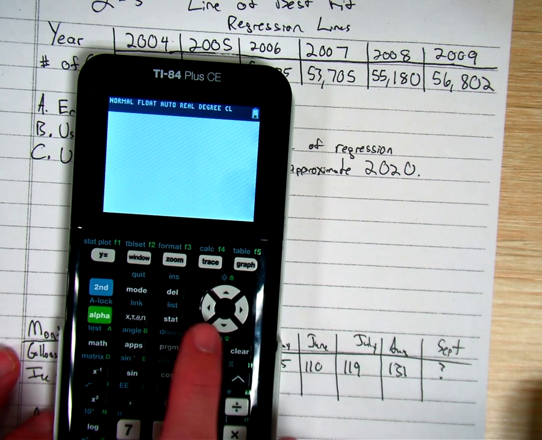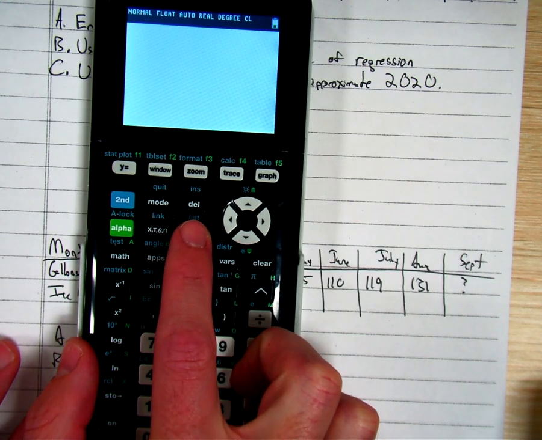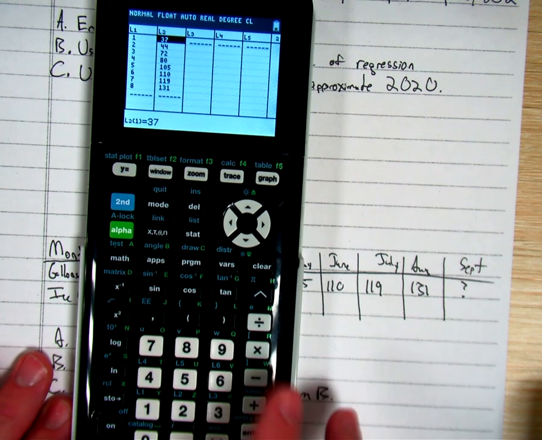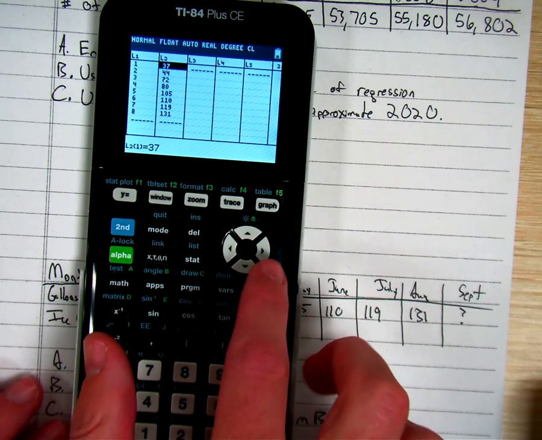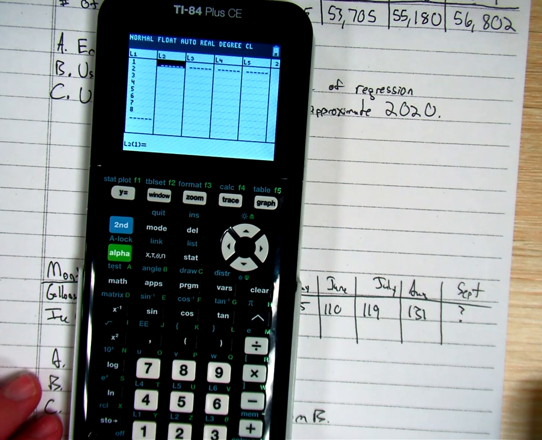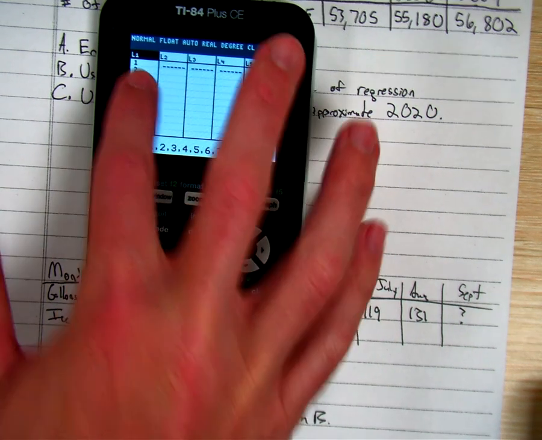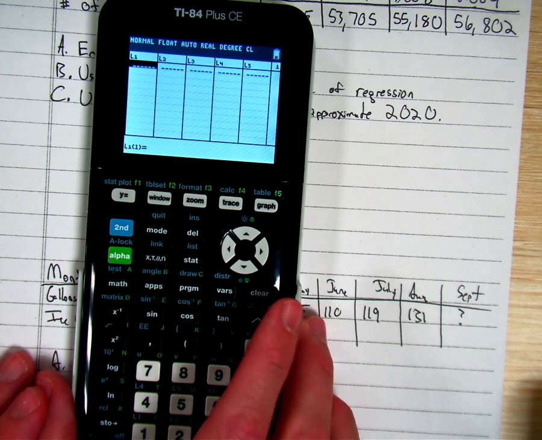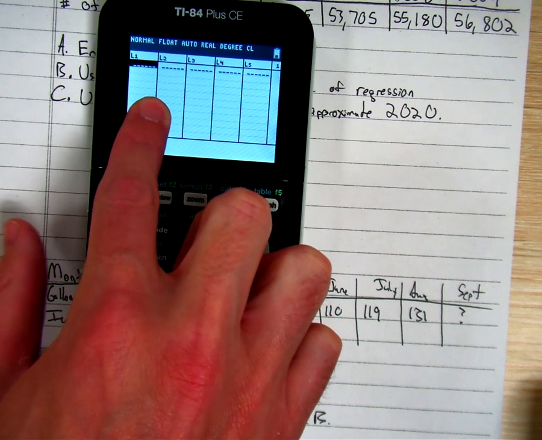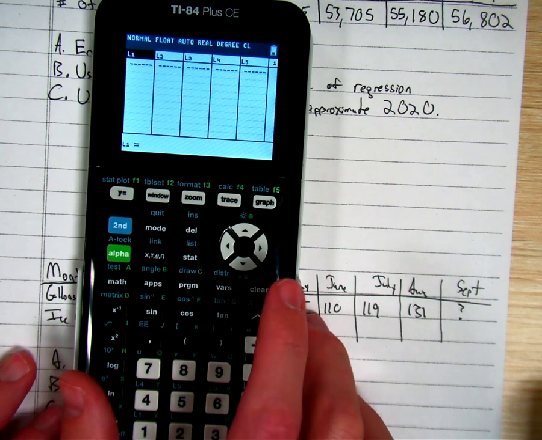So we're going to push stat, it's down here by the arrow keys, stat, edit. If you have stuff typed up in your L1 and L2, you're going to go up over the L2 and push clear, enter. Don't push delete. Over here push clear, enter. If you make an error when you're typing stuff in down here, you can push delete and then put the correct thing in. But if you're up top, we want clear, enter.